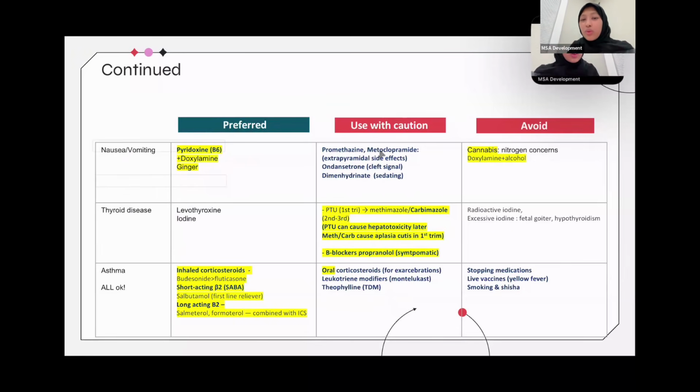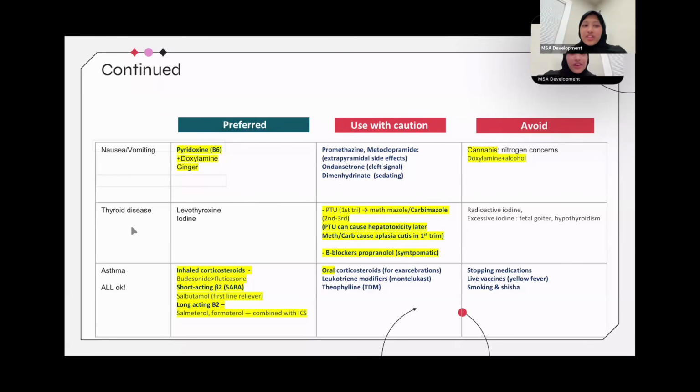There are things like metoclopramide that we use for vomiting and nausea, but they can cause extrapyramidal side effects, if you remember, like dystonia and those things. Ondansetron, dimenhydrinate, antihistamines are sedating, so don't use that. Use B6, use vitamins. Vitamins are always good in pregnancy. Avoid cannabis and alcohol, anything like that.